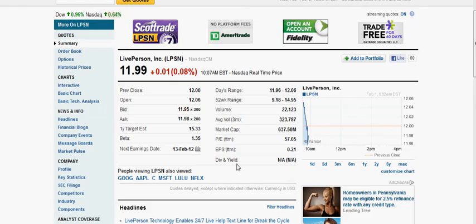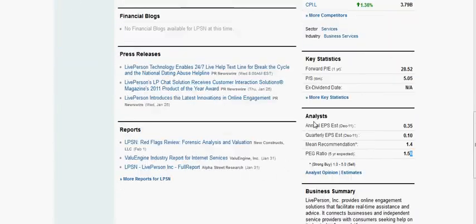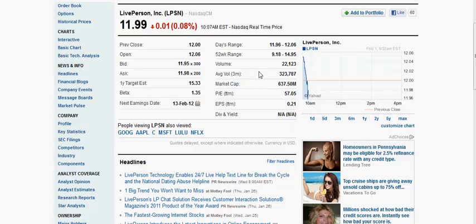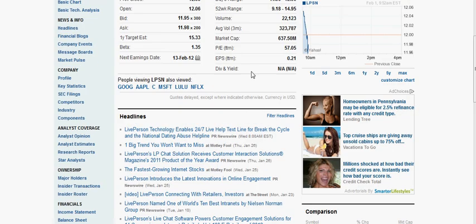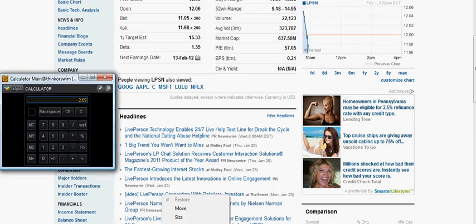And what else? So we have decreasing institutional sponsorship. We have a high PEG and a high PE ratio. And, well, that should be plenty enough to give you a fundamental case against the stock.